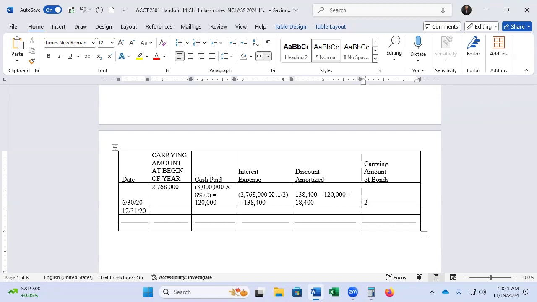And so the carrying value of the bonds: 2,768,000 minus, no, this one's add, right? Add 18,400 because we're trying to get to the 3 million face value. And so that equals 2,786,400.